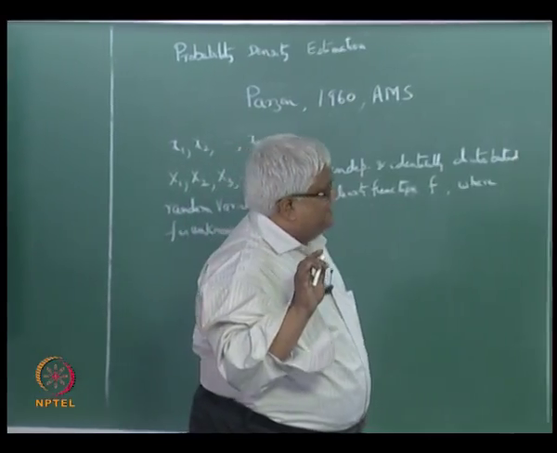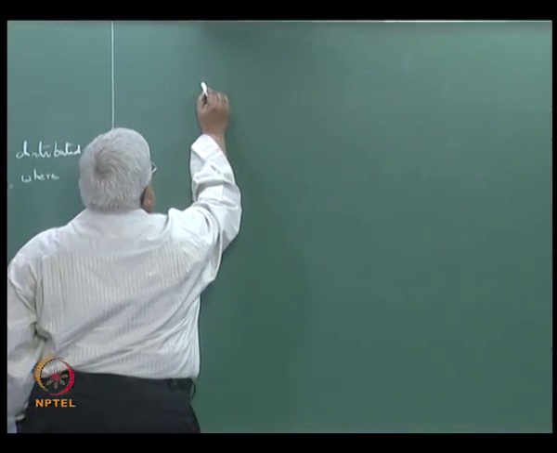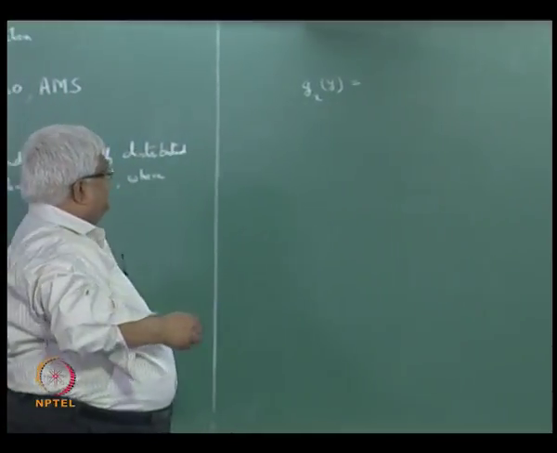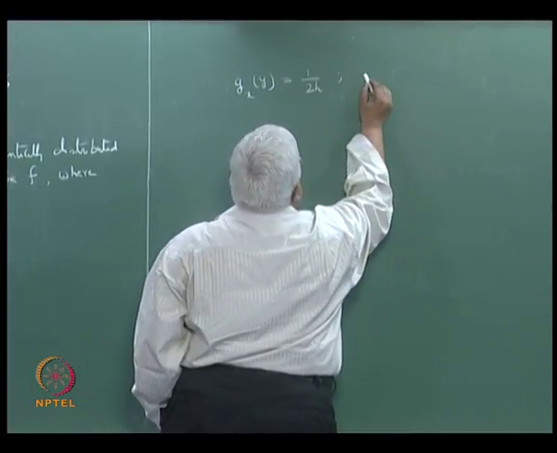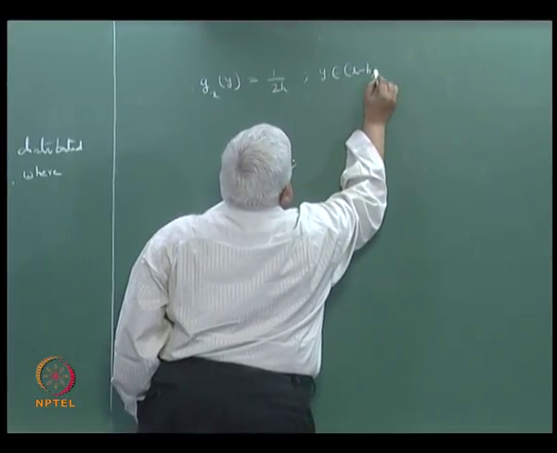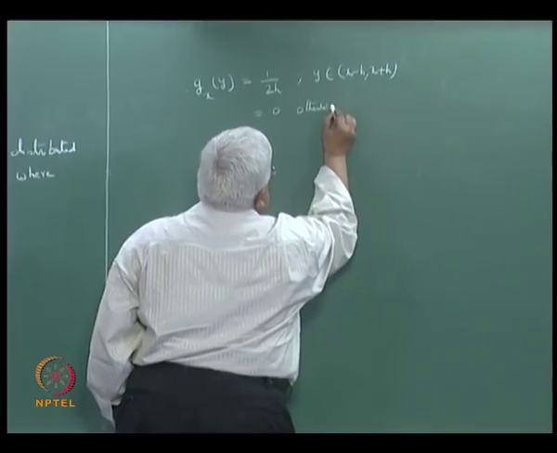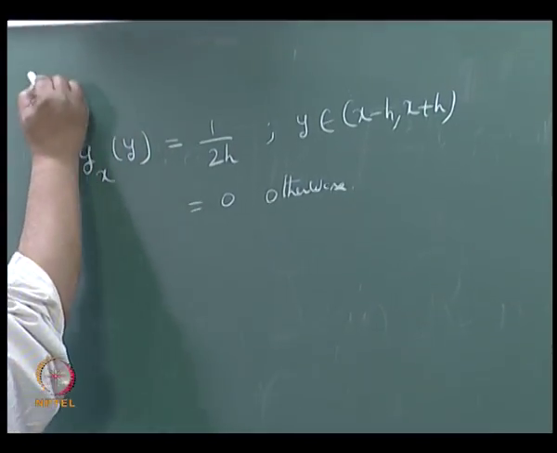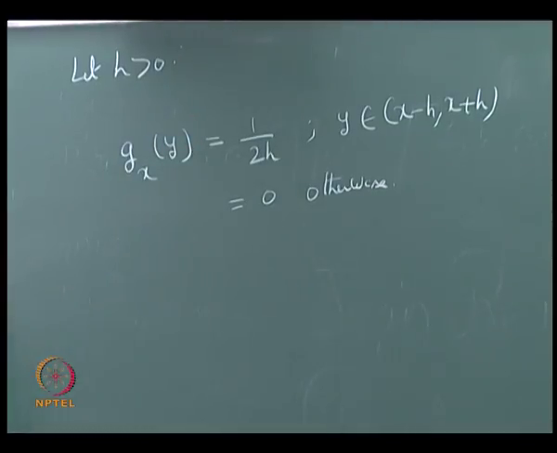Now let us see. I will do it in the following way. Let me first define g. We shall take a positive quantity h. Let h be greater than 0. This is a positive quantity. How to choose h, I will come to it later.